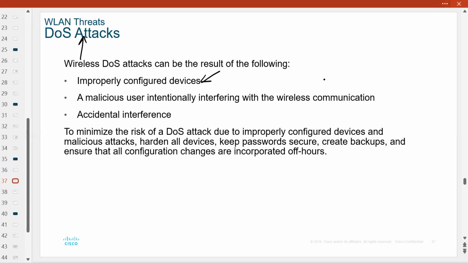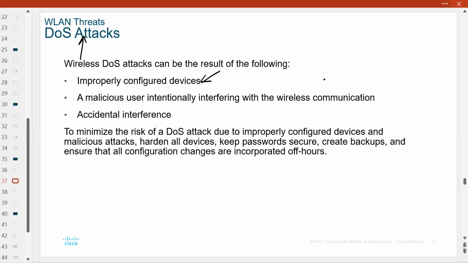That is a DOS attack. So an engineer who doesn't know what they are doing can lead to a DOS attack. An attack is not always from a malicious user. It can be from an employee, with improperly configured devices. Then clients don't have access to the network. That's a DOS attack.